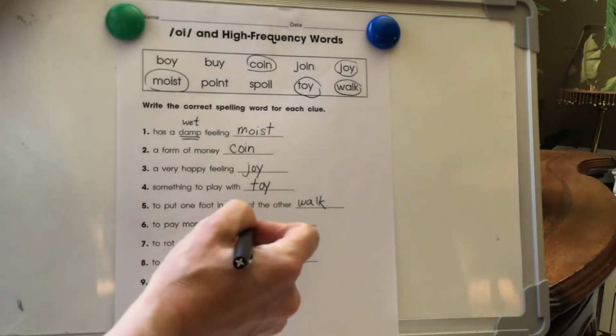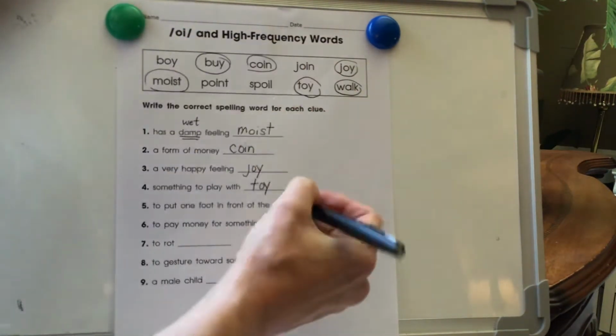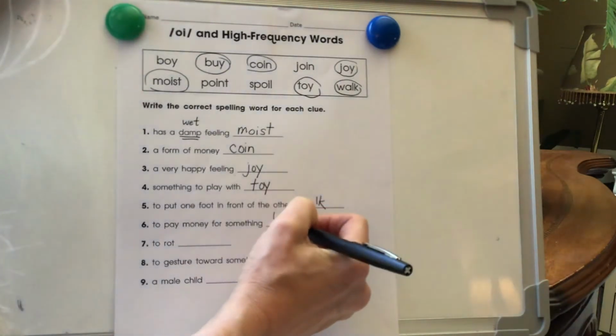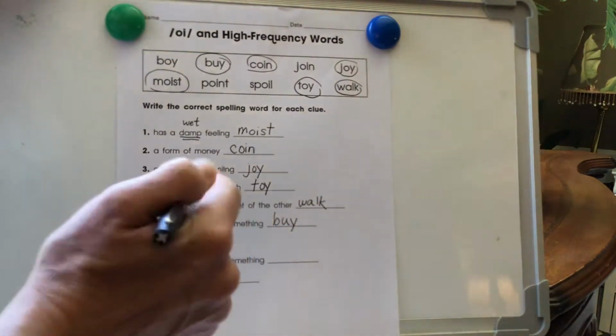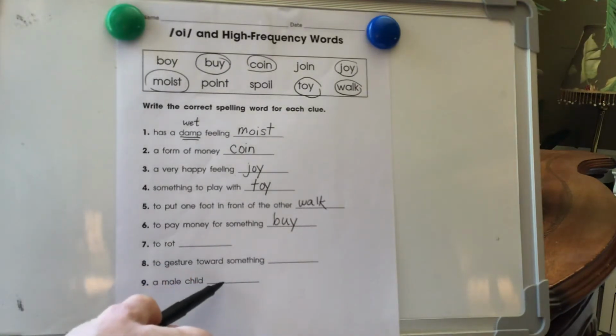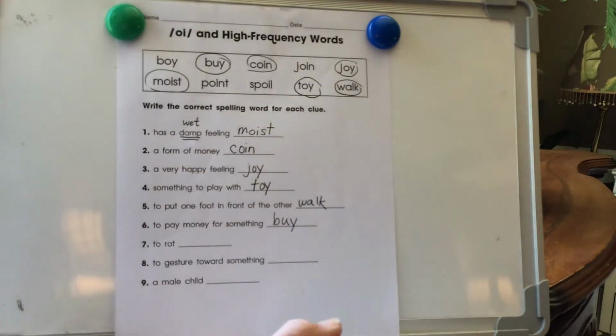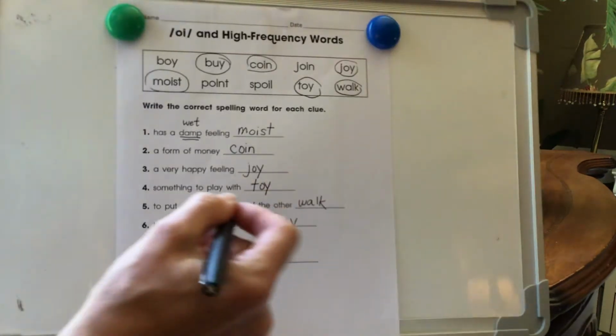To pay money for something. Boy, no, buy. When we buy something, we are paying for it. Okay? So now this makes it easier. Look, we've got 1, 2, 3 words. But look at this, 1, 2, 3, 4. So they put an extra word in that we're actually not going to use. It's supposed to trip us up a little bit, but we're not going to let that happen.